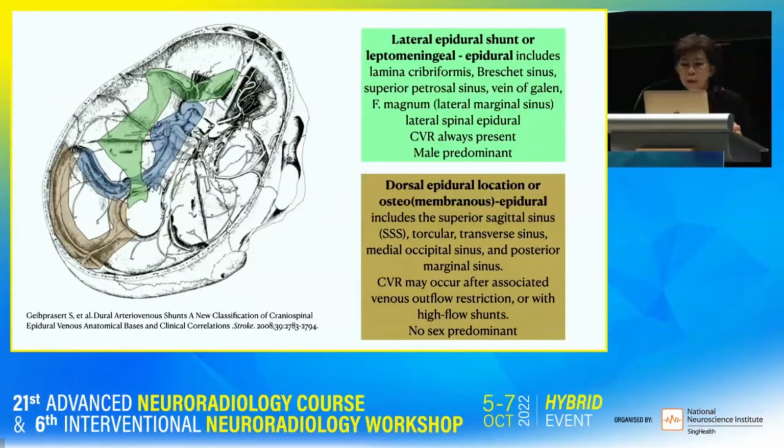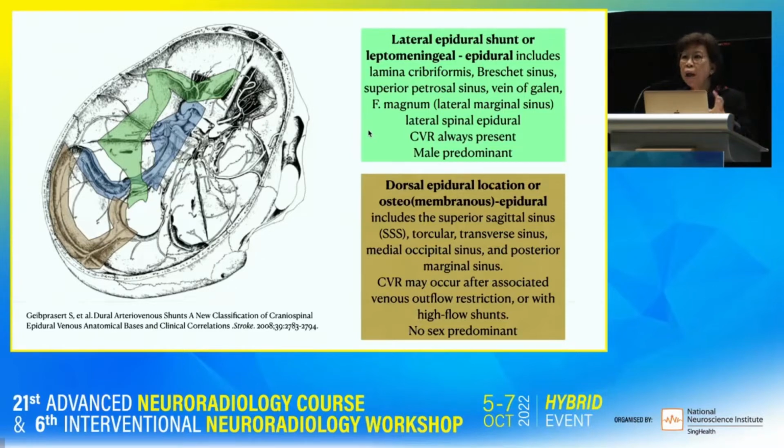This corresponds to the paper that you already know, that by embryology we can differentiate the epidural shunts into three locations. I will not go deeply into it. Around this area is called the lateral epidural or leptomeningeal epidural shunt. This is the green area. As you know, it occurs because it is close to the dura propria. So in this area it is always present with cortical reflux, and in the literature they say this is male predominant.